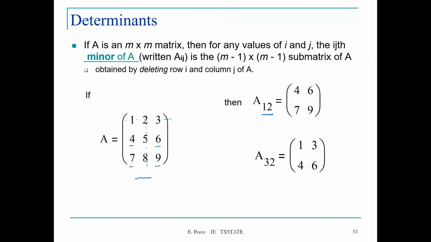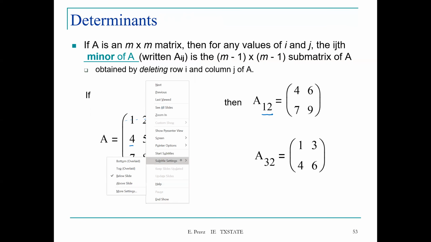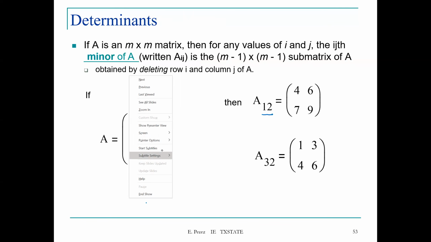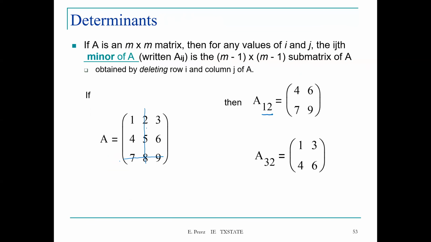If we do 3, 2, it is the same thing. Let me delete this. So for 3, 2, we delete row 3, column 2. So the resulting minor matrix is 1, 4, 3, 6.